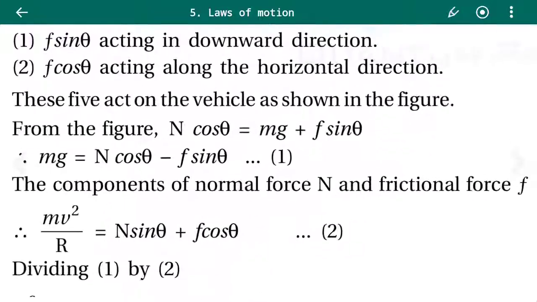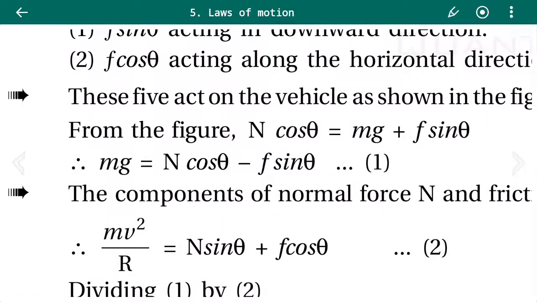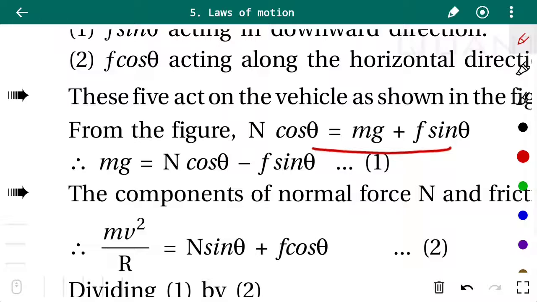So here it is written as n cos theta equals mg plus F sin theta. Taking this F sin theta to the left hand side, it will be n cos theta minus F sin theta equals mg. Rearranging that, we get mg equals n cos theta minus F sin theta.